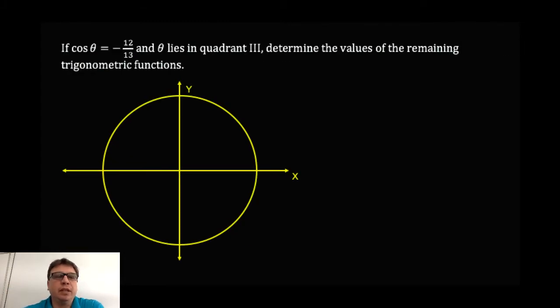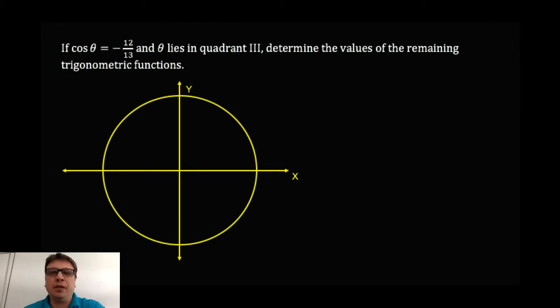So the first one is, if cosine of theta is equal to negative 12/13 and theta lies in quadrant 3, determine the values of the remaining trig functions. All right. We don't care what the angle is. I want to make that abundantly clear right off the bat. We don't care what the angle is. We don't care if it's drawn to scale. We just care about getting all the information into the quadrant and then determining the rest of it.